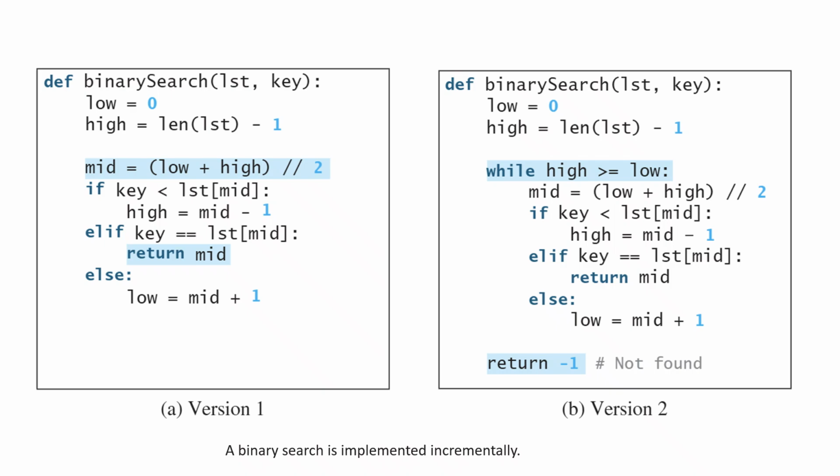The same code can be used with the help of a while loop. While high >= low, mid = (low + high) // 2. If key < list[mid], high = mid - 1; if key == list[mid], return mid; else low = mid + 1. Return -1 if not found.